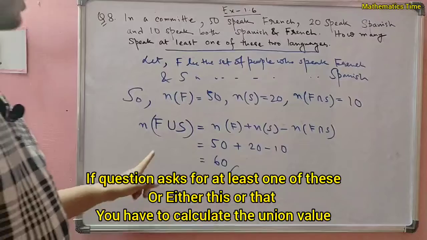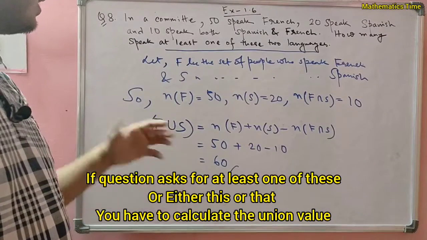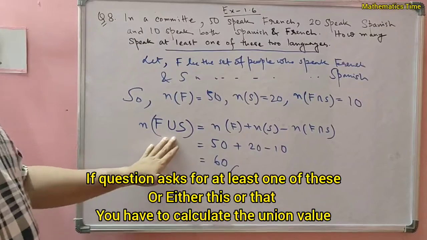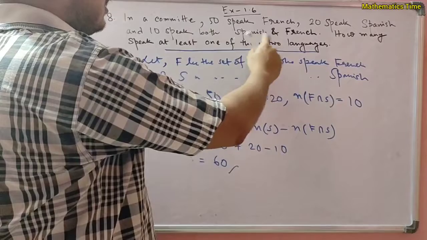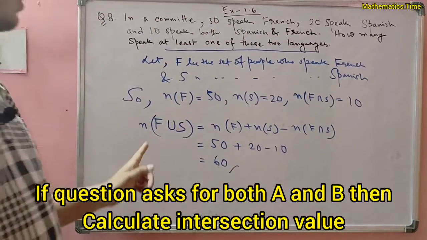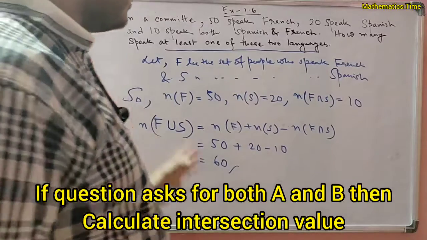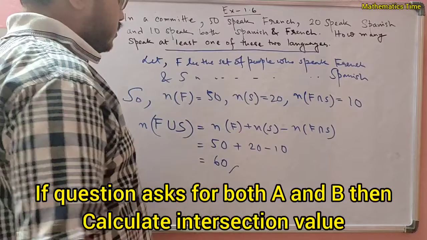At least one of these is union. You have to understand that if it says at least one of these two languages, then we have to determine the union. And if it says both, using the word and, we consider the intersection, and if it says or, then we have to use the union.